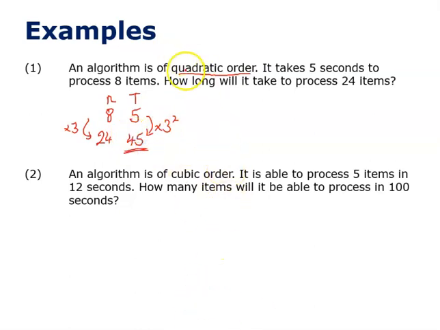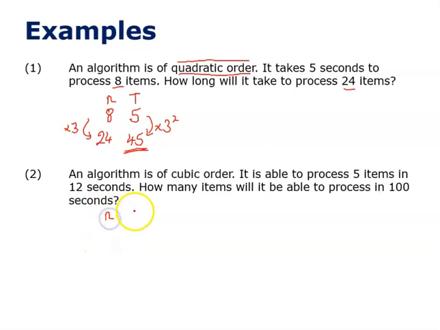And notice that came about because they told me it was of quadratic order. I found out what I've done to the number of items I had. I went from 8 to 24, which was times by 3, and this is 3 squared, because quadratic. Do a similar one.